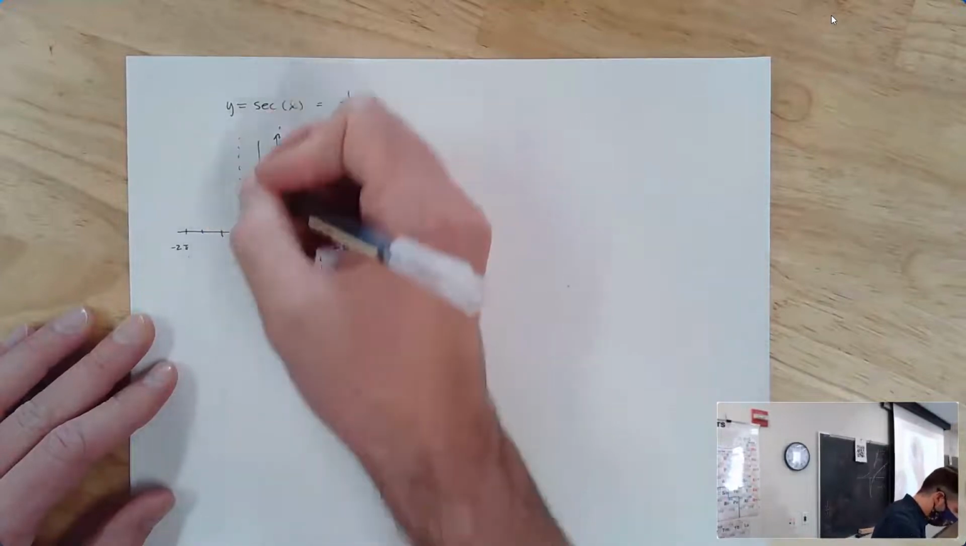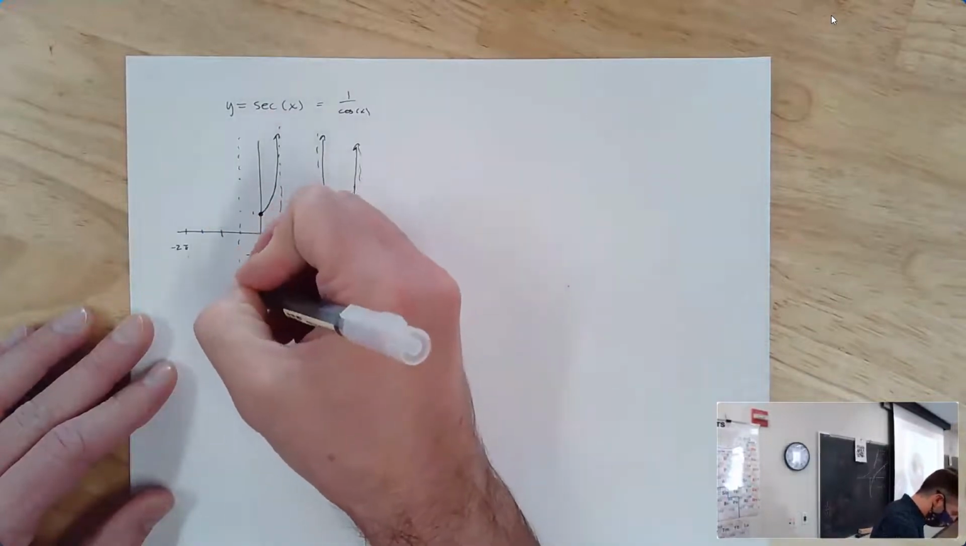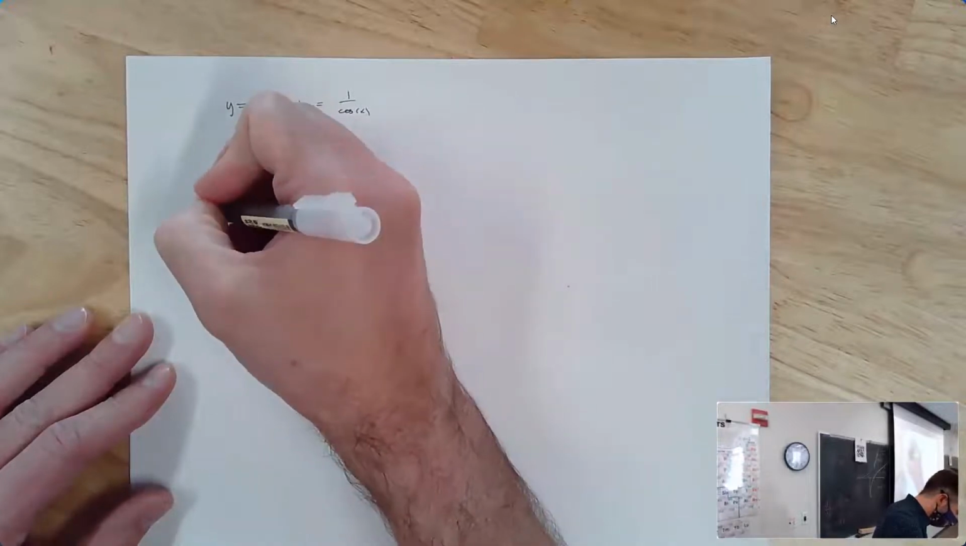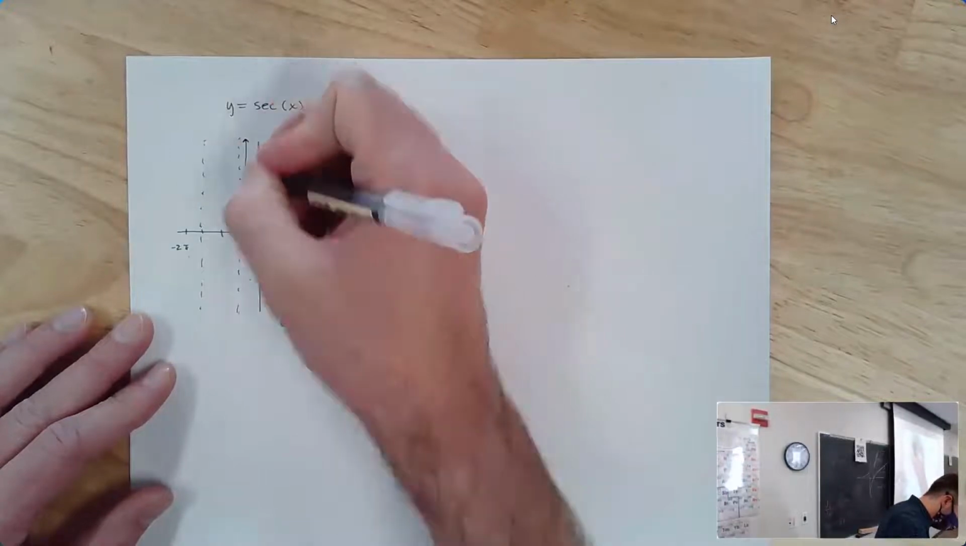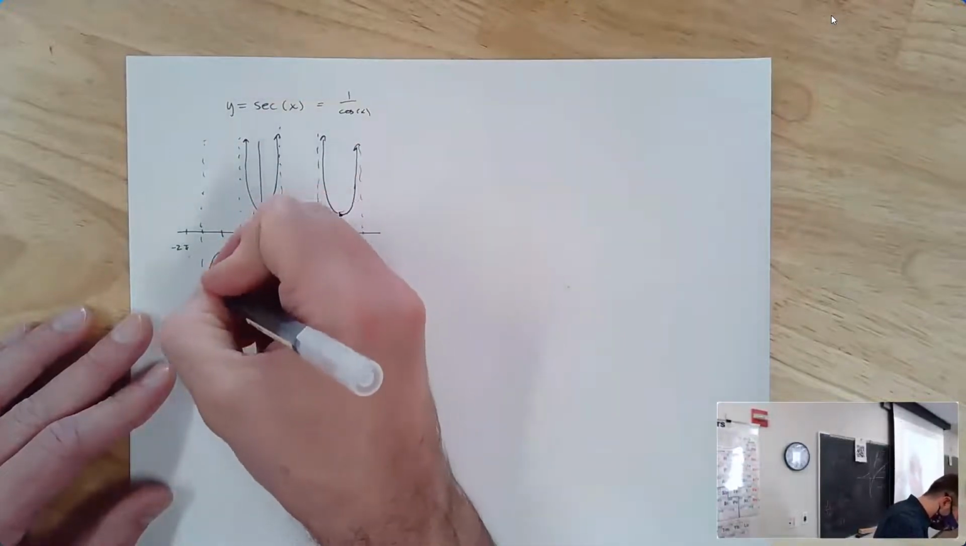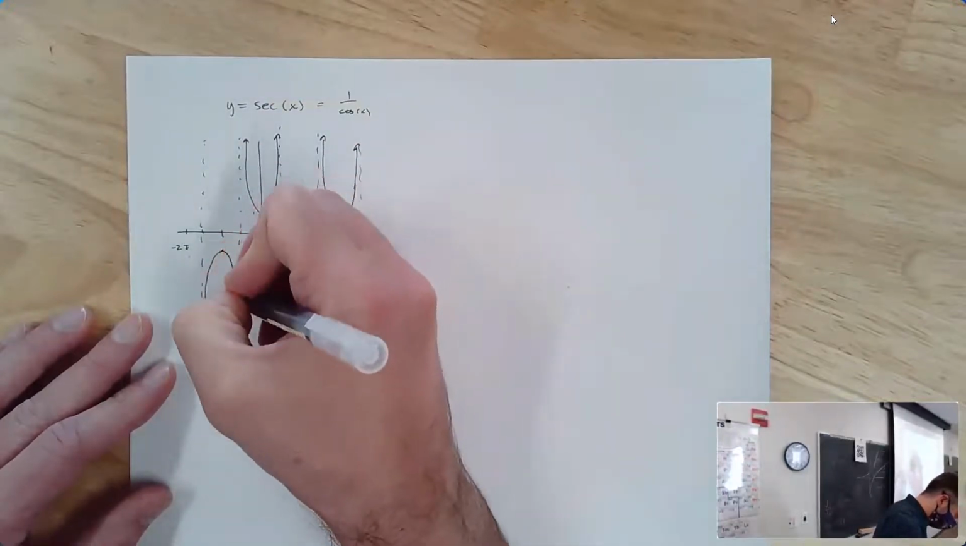So essentially, when I'm thinking about graphing secant, I'm saying, oh, well, I know that wherever cosine would be 0, I'm going to get vertical asymptotes. And wherever cosine would equal 1 or -1, secant would also have the same value.